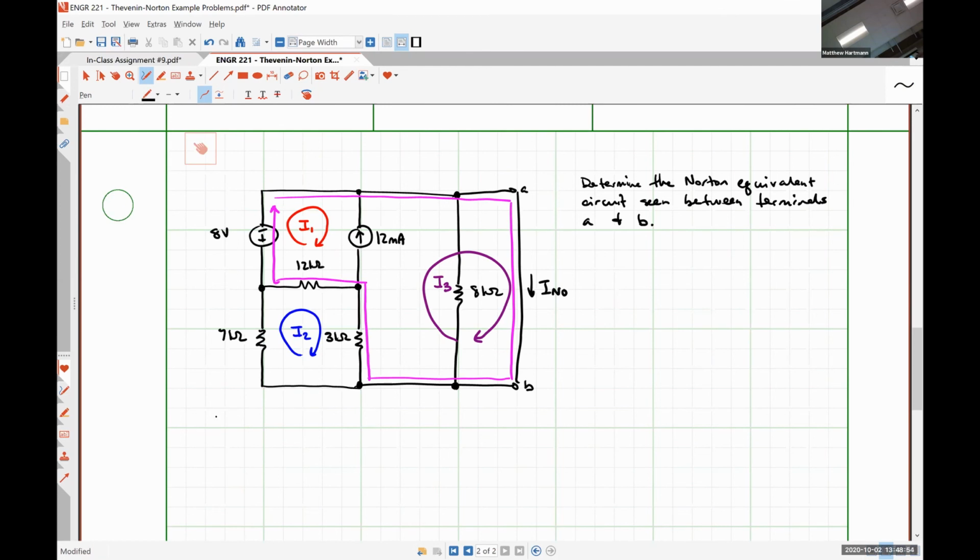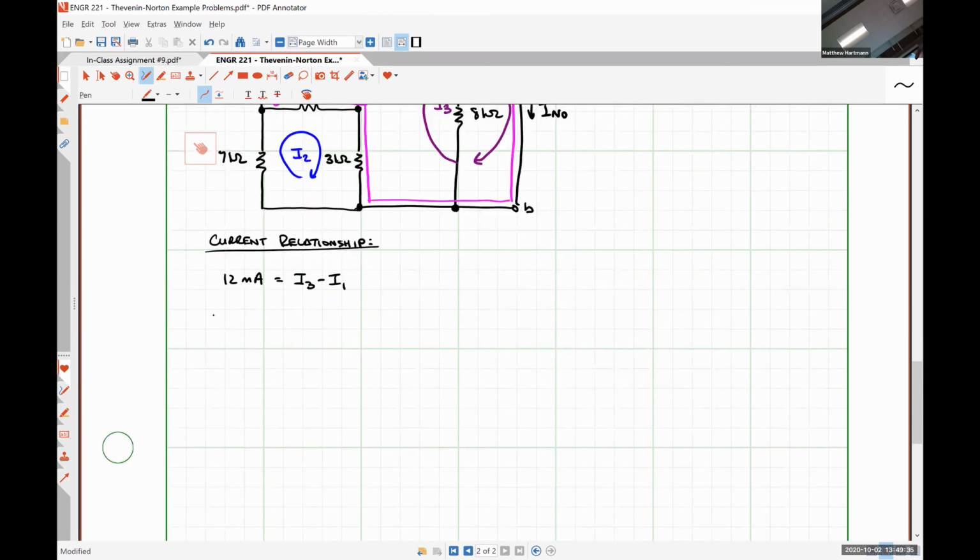So the first thing that I like to do is my current relationship equation. So how can I express the current flowing through the 12 milliamp source in terms of our mesh currents? You say it. I3 minus I1. Alrighty, so we only have one current source, so we're only going to have one current relationship equation.